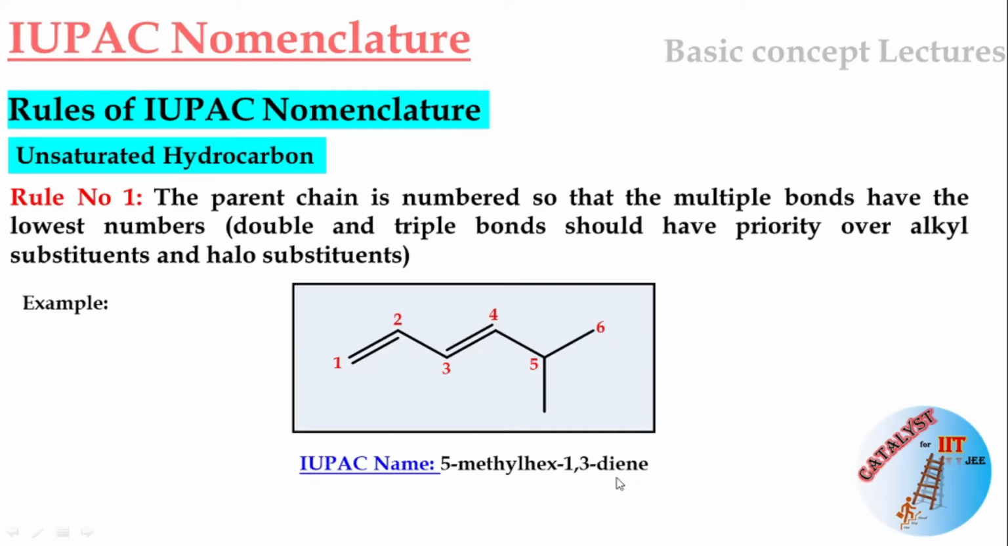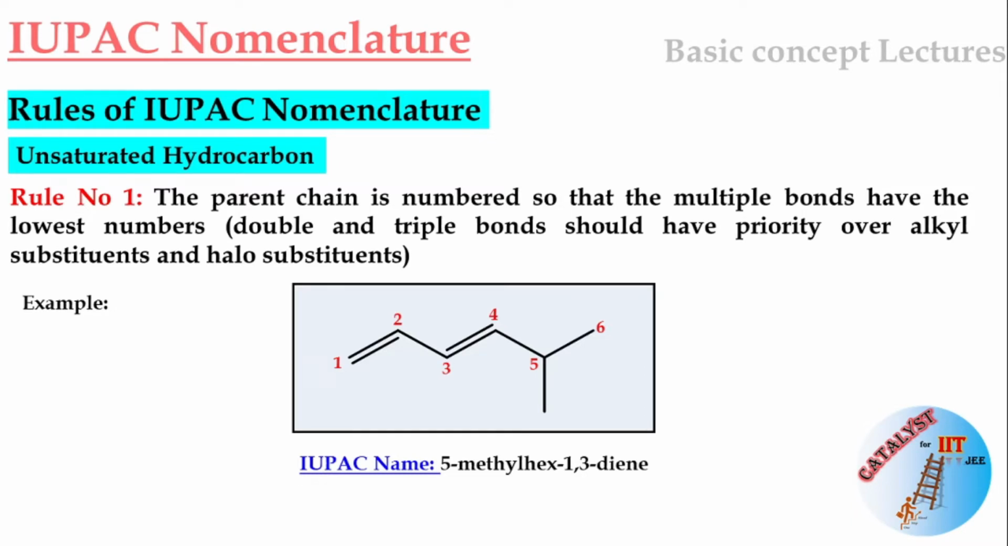So there will be a di prefix before this ene. So the whole IUPAC name is 5-methyl hex-1,3-diene. Now the next question that arises is how to number your parent chain if your double bond is present on one end and your triple bond is present on the other end.